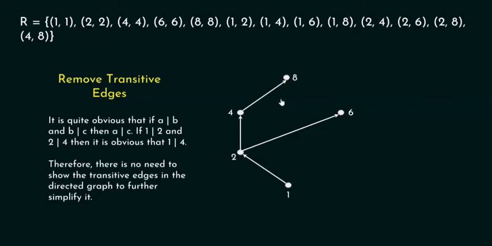This is the simplified version of the graph. Isn't it now compact enough? Isn't it now simple enough that we would be able to understand what exactly is going on in this graph, right? This is quite a simple looking graph.